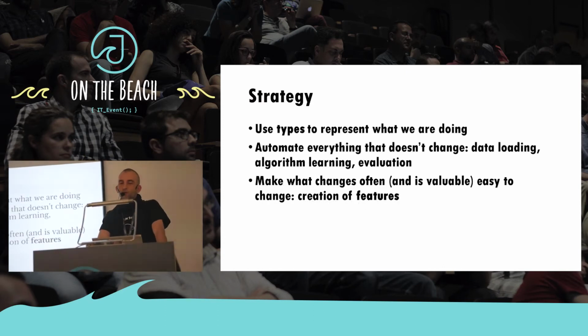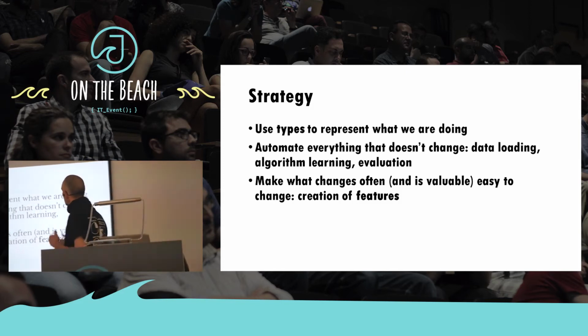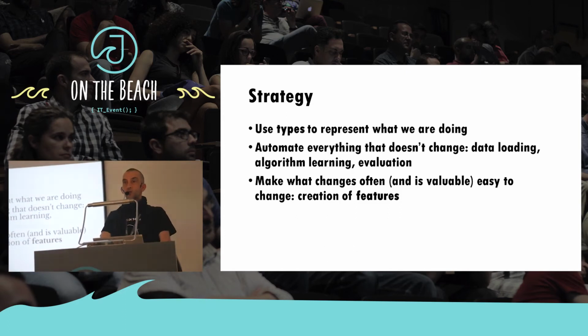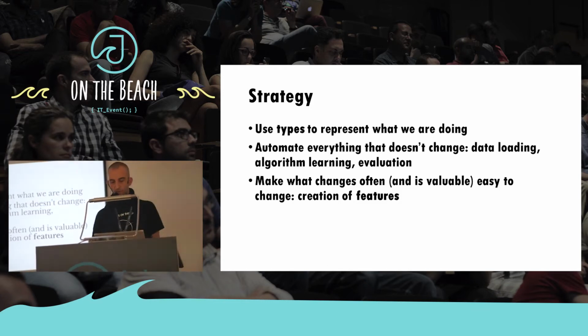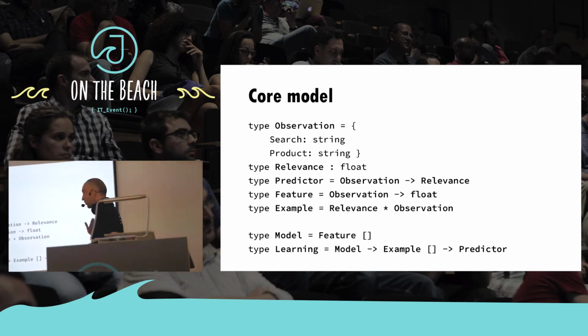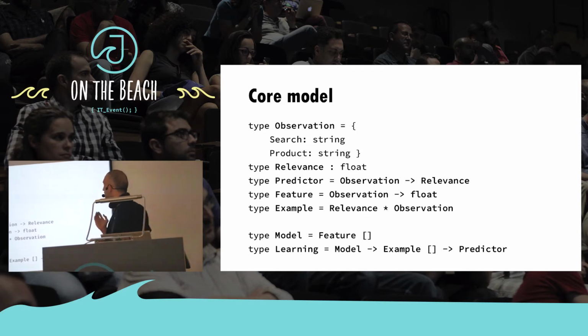So the strategy we followed was: hey, we have a beautiful language in F# which has types. Let's use types to try to represent the process we're trying to follow or the activity we're trying to achieve. So we automated everything we could which doesn't change, that is the data loading, the learning part, the evaluation process, and made it easy to create and change features. That was our goal, and this is how we did it. This is actually F# code. This compiles, this is pretty much what we did. And the core model we ended up with is this.